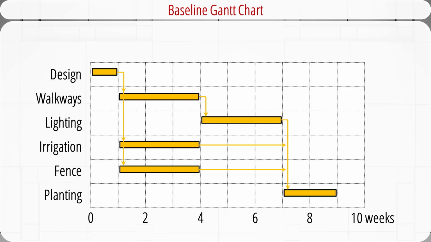After walkways are done, we may start to work on lighting, which lasts for 3 weeks. After lighting, irrigation, and fence are all done, the final activity, planting, can start. It lasts for 2 weeks. Overall, the project duration is 9 weeks. The dependencies are shown with vertical connecting arrows. The horizontal arrows represent activity slack.